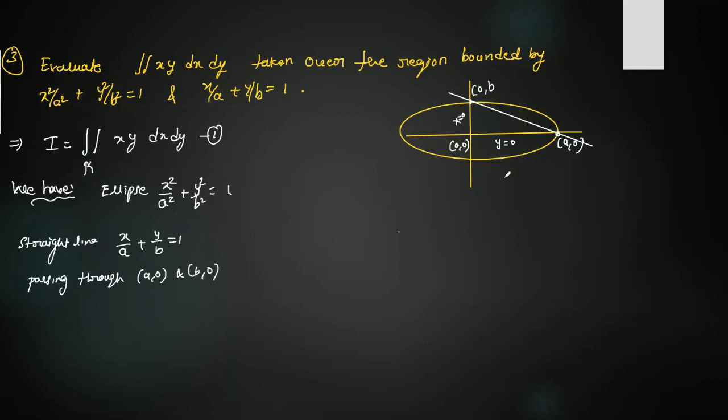What is our region? Bounded by what? Ellipse and a straight line. Then that upper part above the triangle, bounded by ellipse and straight line. Yeah, this is the region. Where is the straight line, sir? This is the ellipse and this is the straight line. Correct. So you are able to write the limits now.